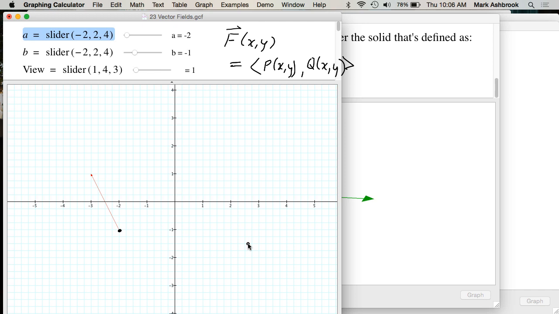So when x is -2 and y is -1, that's your independent quantity. The vector that you get is what? -1, 2. So when, let's write that out, at (-2, -1), the vector we get is (-1, 2).